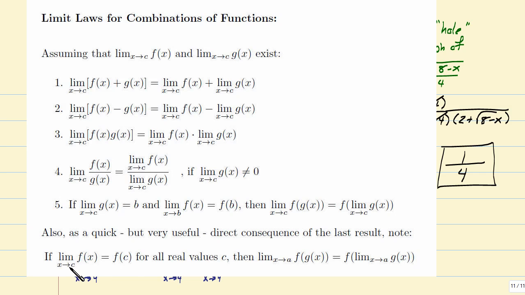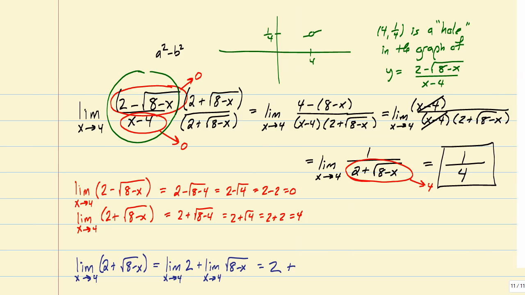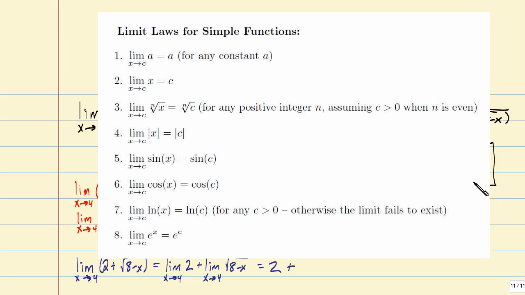Can I evaluate a limit as x approaches any c of the square root of a function just by plugging the c in, as long as it's a reasonable value of c? And sure enough, we can. That's basically what this says.